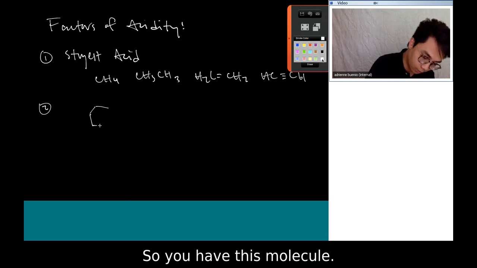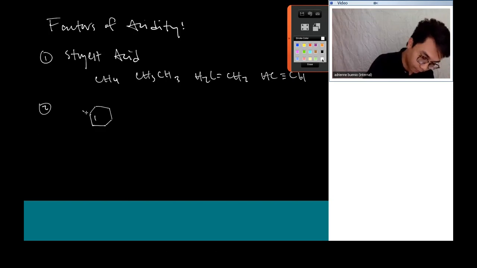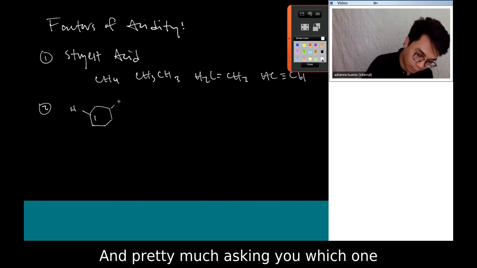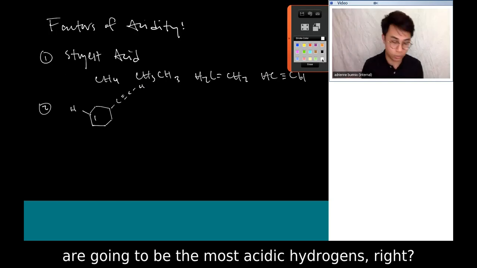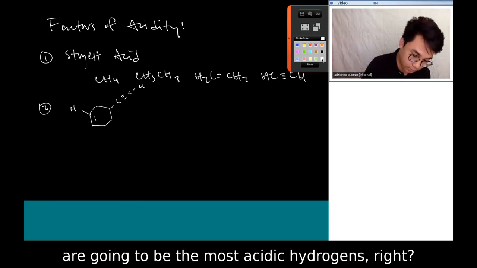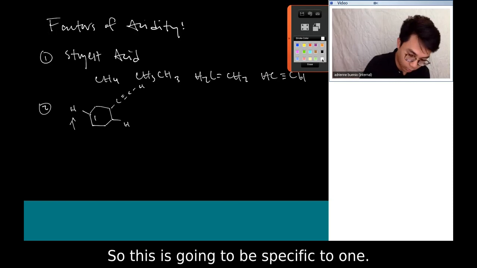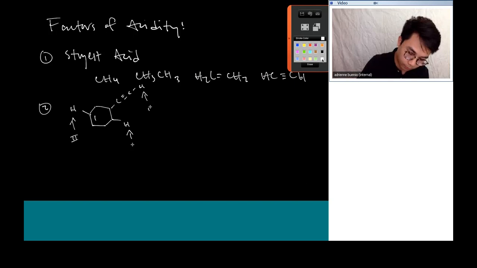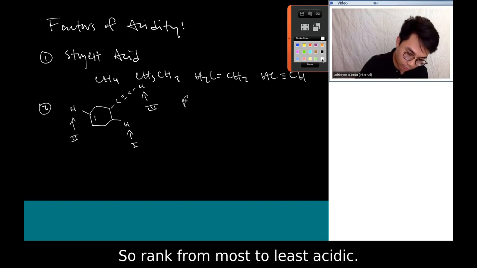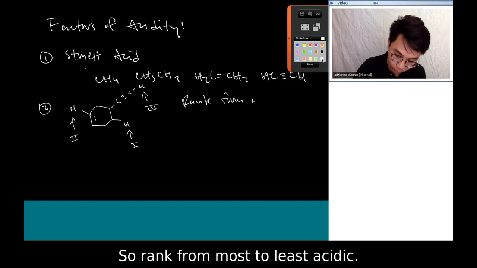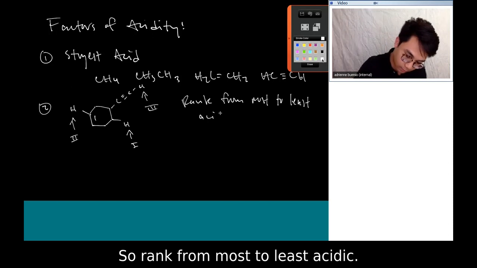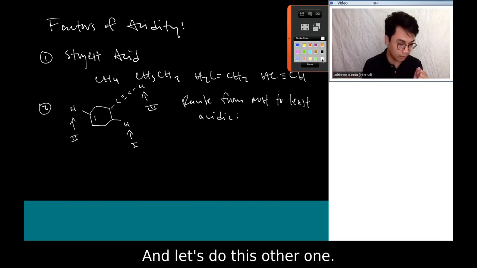So you have this molecule, and pretty much it's asking you which one of these are the most acidic hydrogens, right? So this is going to be, let's put this at 2, 1, and 3. So rank from most to least acidic. Okay, and let's do this other one.